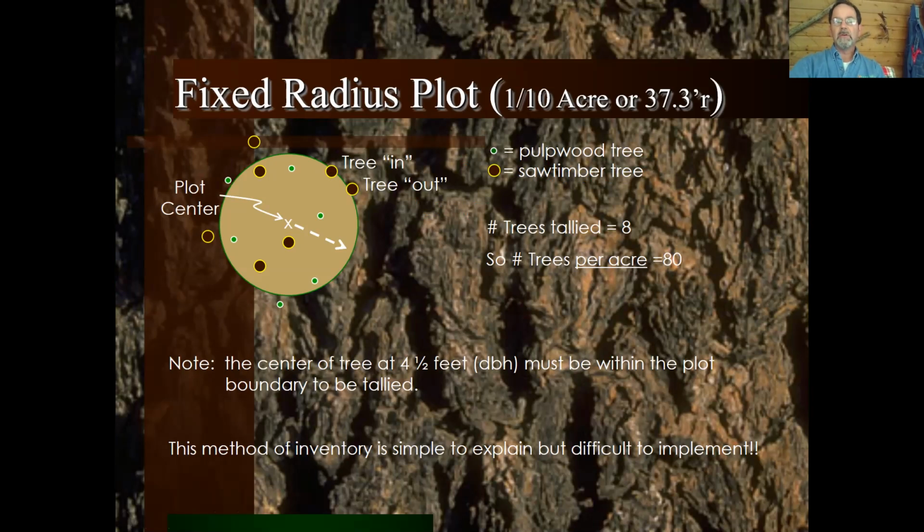As you can imagine, if you're using a tape measure and trying to tape out 37 feet or larger, if you're doing a 5th acre plot, with all the brush that might be in between, it can be very challenging. So it's most practical, in my opinion, when you're dealing with 1/100th acre plots, small samples, for instance, if you're inventorying the success of your seedlings.